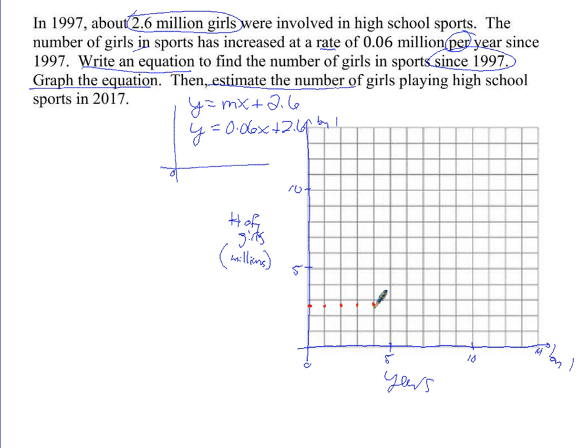An easier thing to do here is to say, how many girls have we added in 10 years? So 10 years down the road, it would have been 60,000 girls times 10, 600,000 girls. That's like the entire state of Wyoming. So 600,000 girls higher than we were right here. Instead of 2.6, we'd be at 3.2 at year 10.